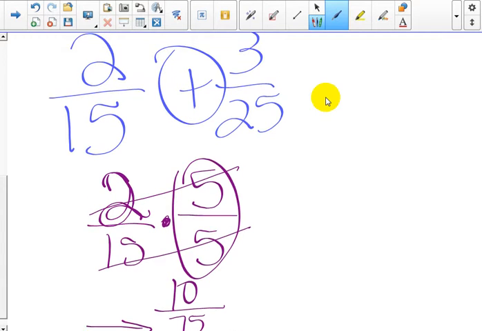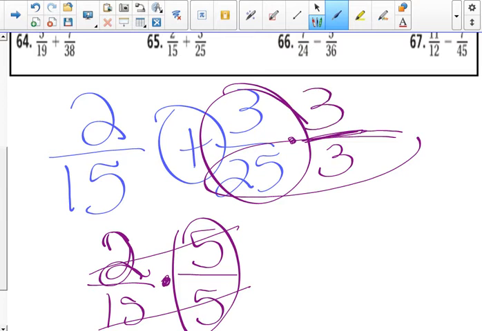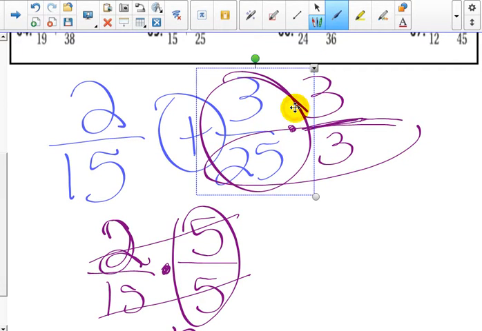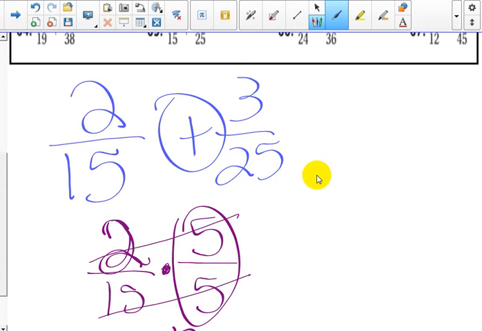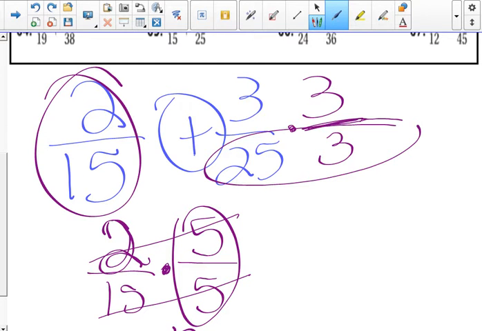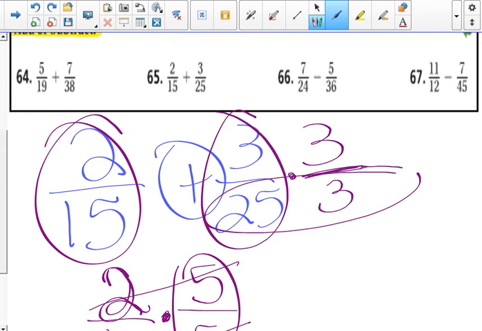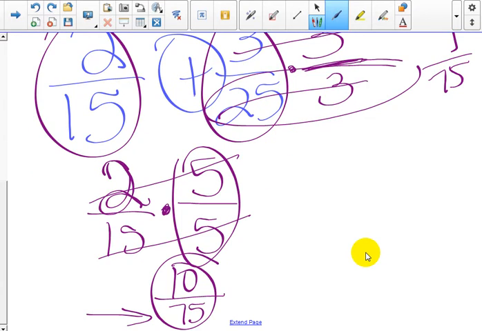Now let's convert the other side. Let's convert our 3/25. Well, what do we have to multiply 25 by to get 75? 3. So if I multiply the denominator, I also have to multiply the numerator, because I'm just multiplying this fraction by 1, but we're making 1 fit our needs. So now I've converted the first number, 2/15, to 10/75. Now I'm going to convert my 3/25. So that's going to become 3 times 3 is 9, and 25 times 3 is 75. So the second number converts to 9/75.